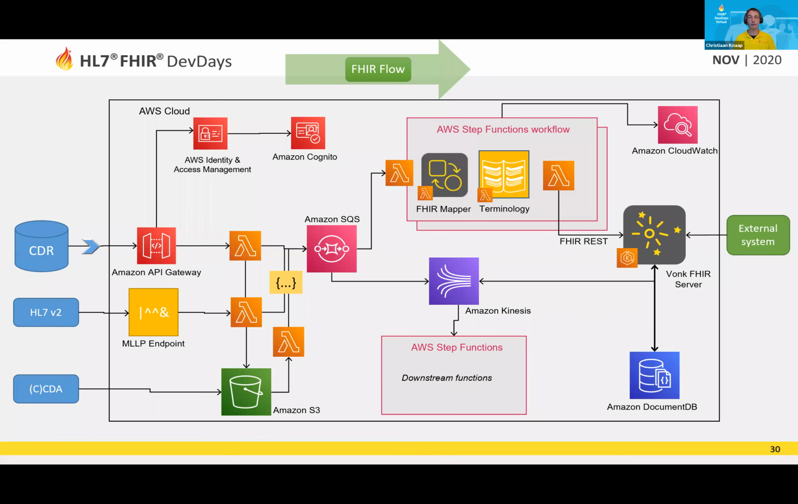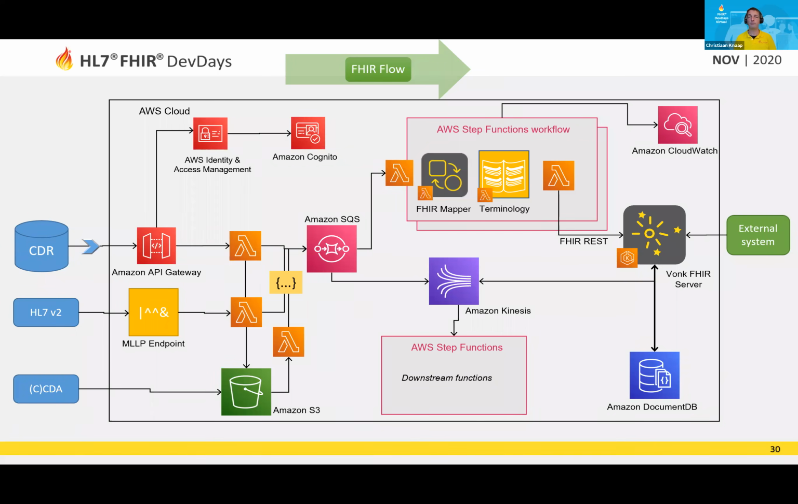At this point in the FHIR flow, we have everything in the queue in the middle. From here, we can start workflows based on the type of the message. One is actually depicted on the upper right. It's called a step function in AWS. And in that step function, you orchestrate Lambda functions. And each of these Lambda functions relates to the components that we described earlier in the presentation.